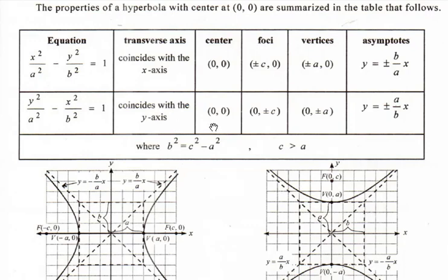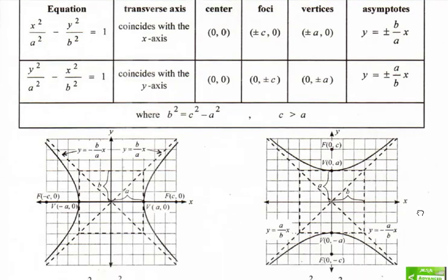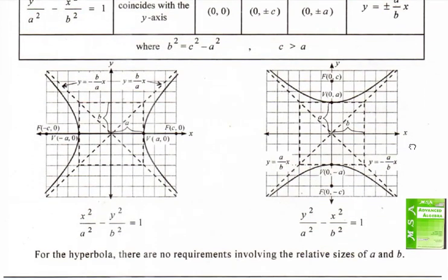Center at the origin, the coordinates of the foci are 0, plus or minus c, the vertices are 0, plus or minus a, and the equations of the asymptotes are y equals plus or minus a over b x. Remember this: b squared equals c squared minus a squared, where c is greater than 0. Here is the following graph.